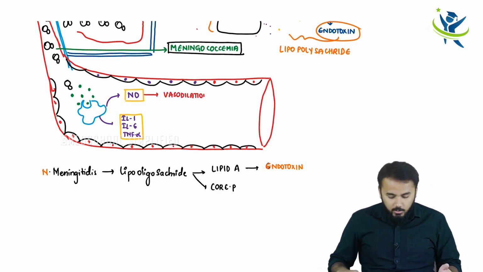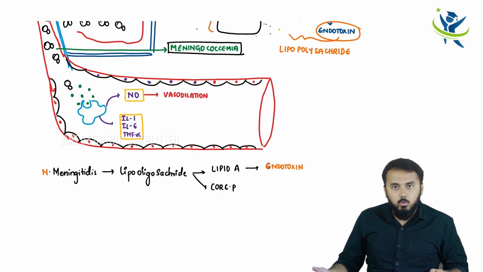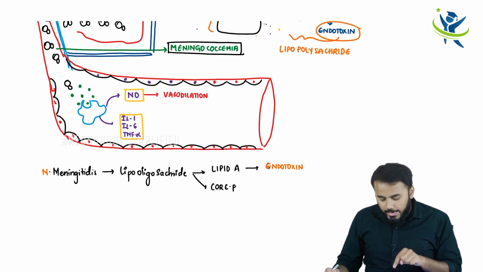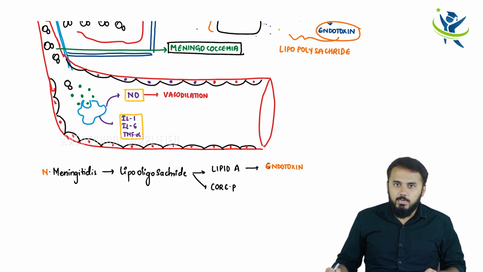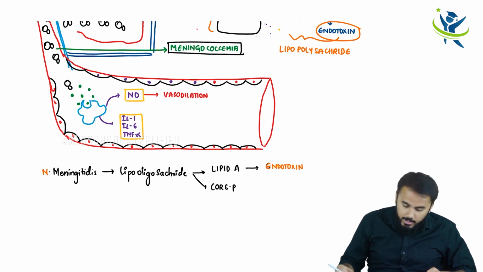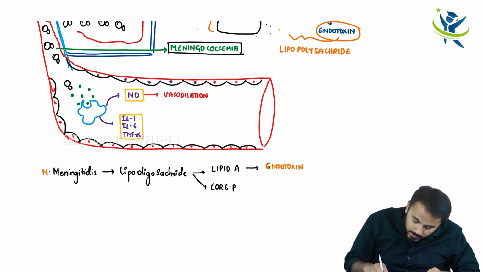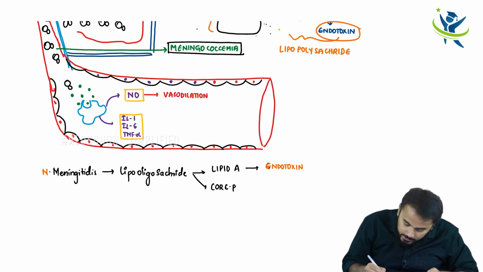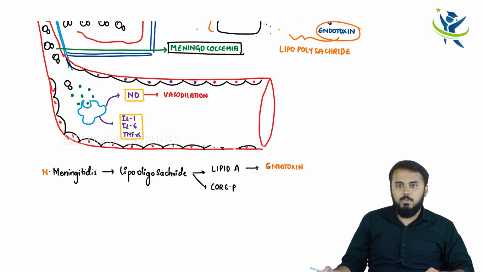And what do interleukin 1, interleukin 6 and TNF alpha do? Look at these endothelial cells which I have drawn here. I am rubbing one endothelial cell, so I'll take away one endothelial cell, and I'll just enlarge it here. Let us say this is one endothelial cell.